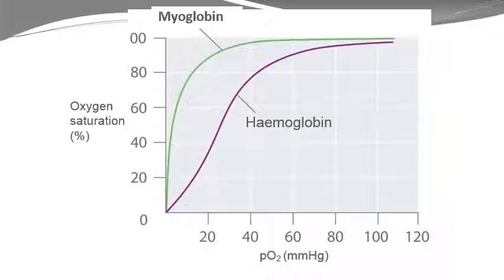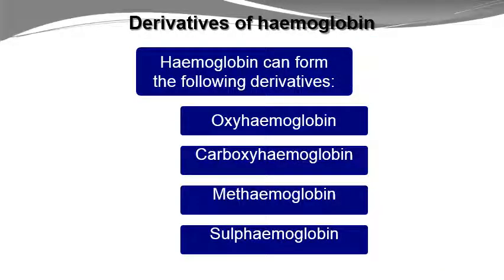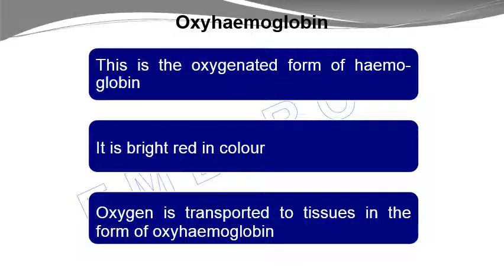Now, our hemoglobin has several derivatives. That is, it can form several derivatives. It includes oxyhemoglobin, carboxyhemoglobin, methemoglobin, and sulfhemoglobin. First one, oxyhemoglobin, as you already know, is the oxygenated form of hemoglobin. It's bright red in color and is transported to tissues in the form of oxyhemoglobin.